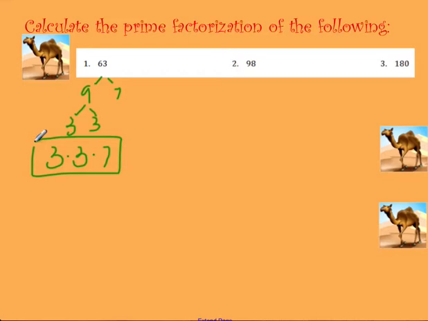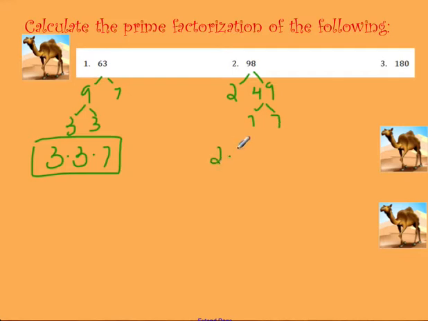Okay, now let's take a look at 98. Now I'll be honest with you, I don't know many things that go into 98, but I do see that it is an even number. And if it's an even number, I know it's at least divisible by 2. So I'm going to take a 2, and then I have 49. So then I want to break down that 49. 49 is going to break down to 7 and 7. 2 is a prime number and 7 is a prime number, so this cannot be simplified anymore.